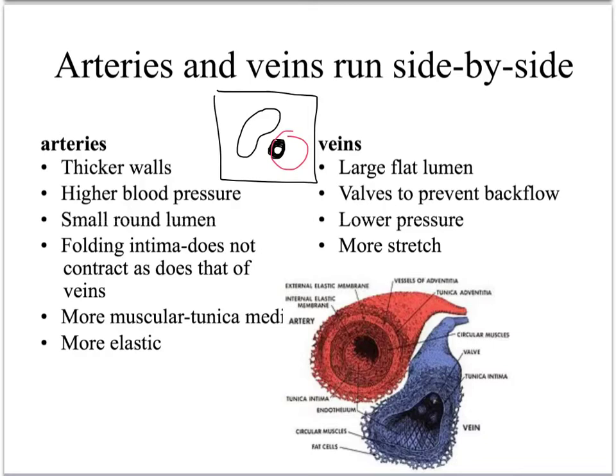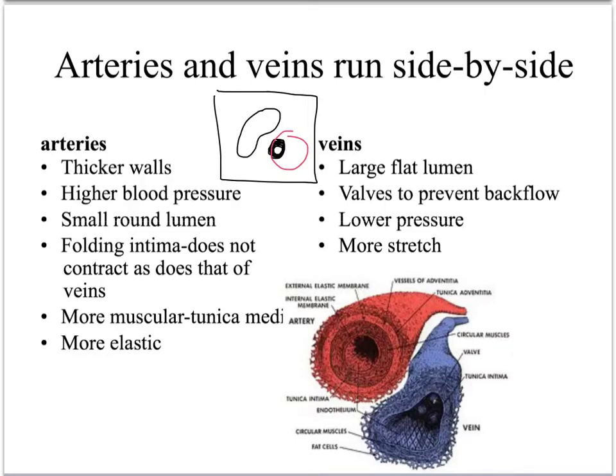It's flat because it's so thin-walled it tends to be pushed out of shape. It does not have to handle the amount of pressure being ejected from the ventricles like the arteries do. So we'll talk later about veins being referred to as capacitance, stretchy vessels. One thing to note is that the tunica intima of an artery does not contract, and also veins are different than arteries because veins have to have valves.